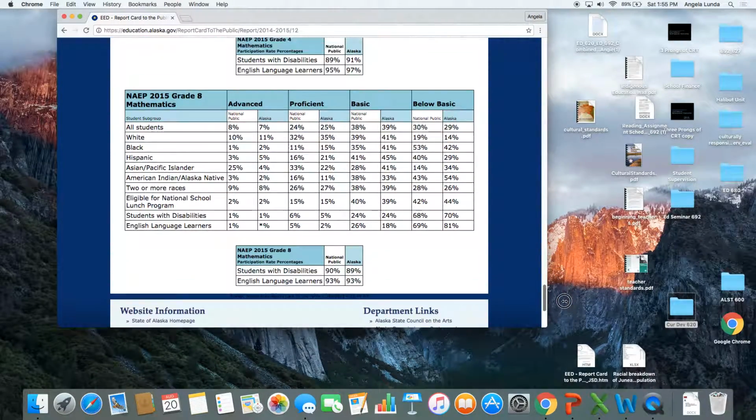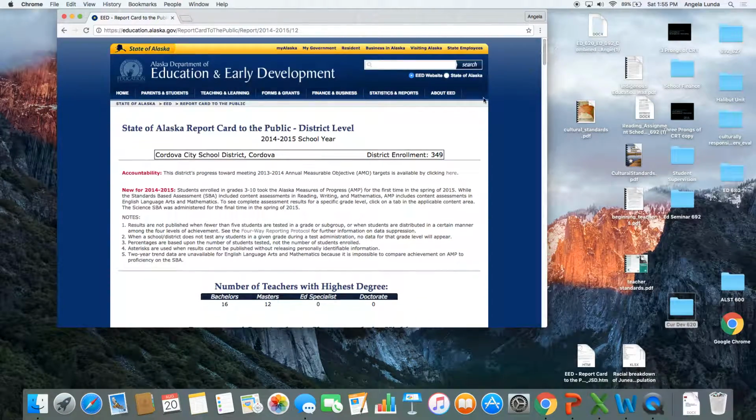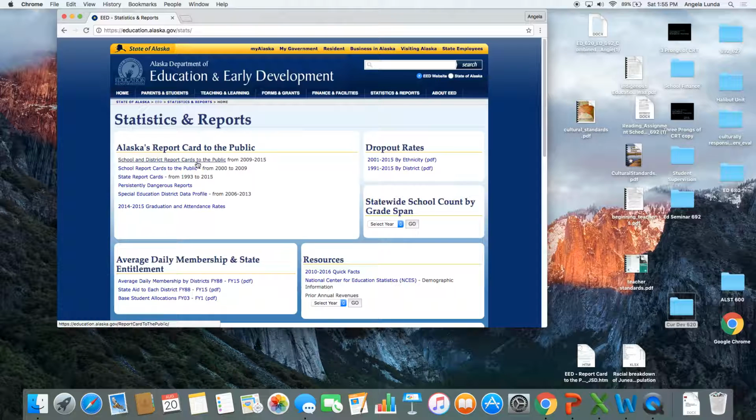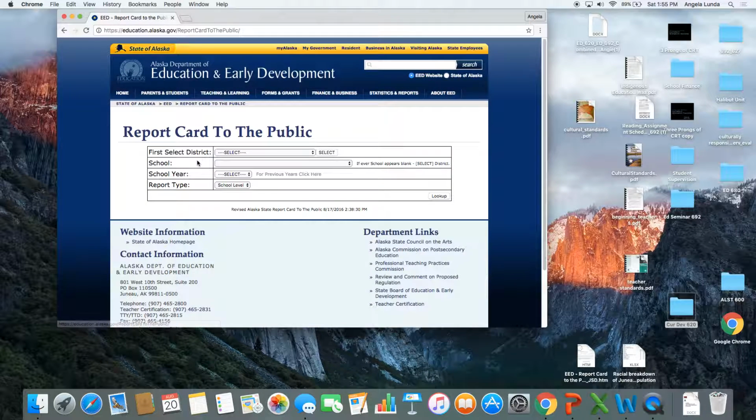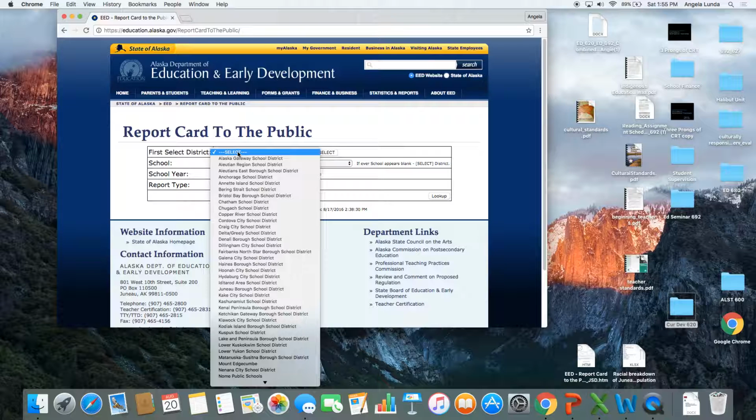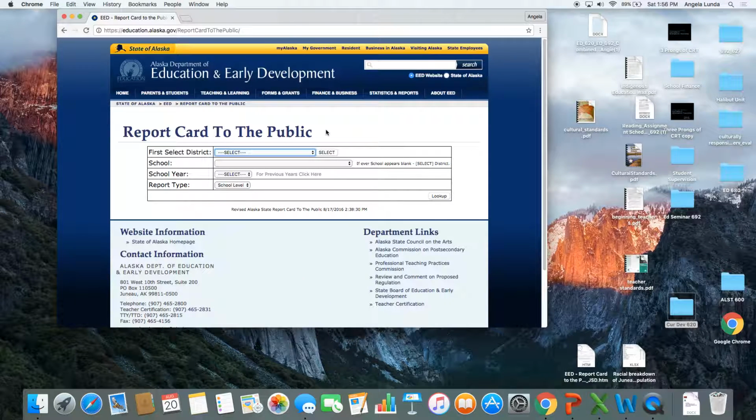So there you go. That's how you find the school report card. And you can, again, just go to the Department of Education and Early Development, click on the tab for statistics and reports, click on the school and district report cards to the public, and then just enter your particular school district, your particular school, and you will get quite a bit of information that you might find helpful as you write the contextual factors for your teacher work sample.